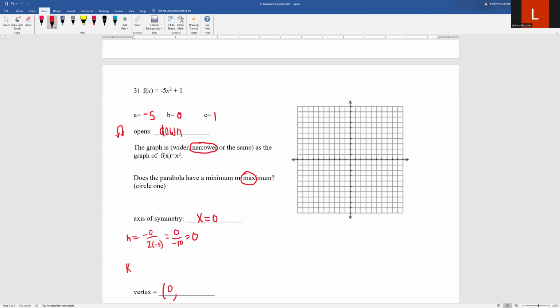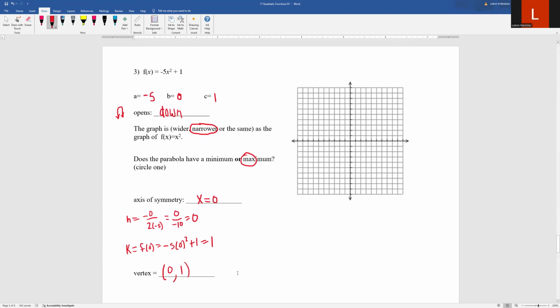Okay. And then we're looking at finding the k. So we're plugging 0 into our function. So f of 0, we're going to plug it in for all of our x's. So -5 times 0 squared plus 1. That would be 0 times -5 is 0, so it's just going to be a 1. So this vertex is actually a y-intercept. It is the ordered pair (0, 1).